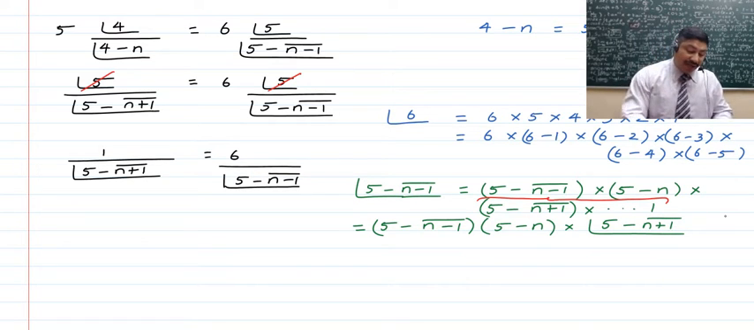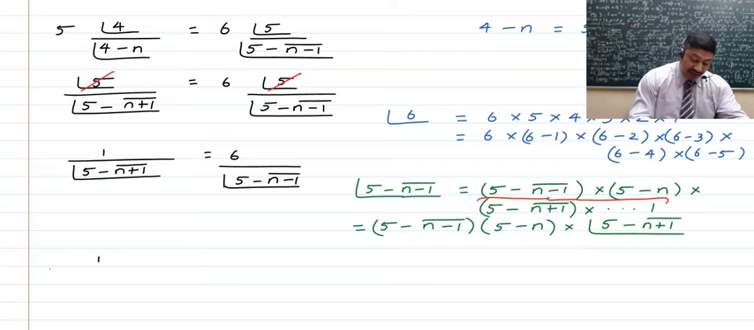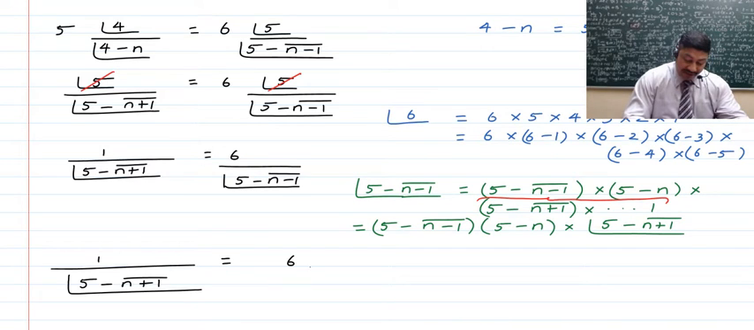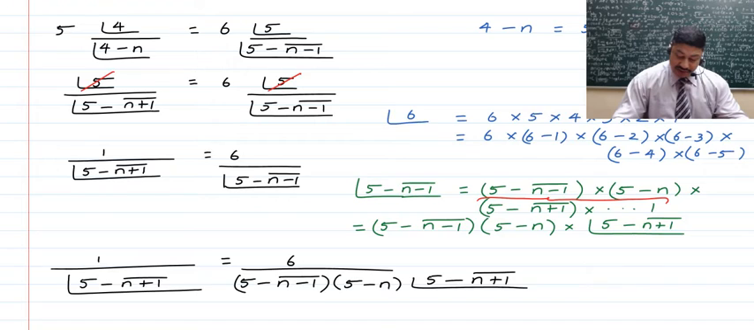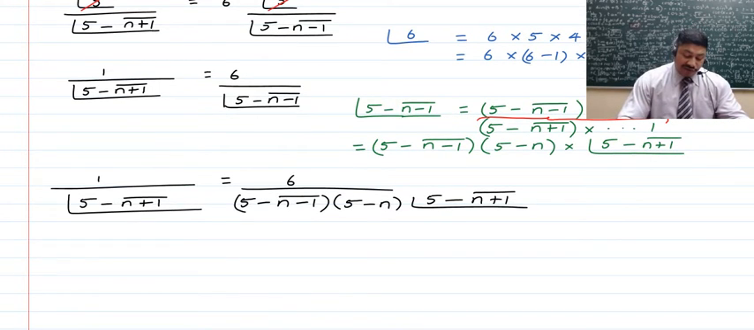And thus these values now we will substitute. So here on the left hand side, children, what we have is 1 upon factorial of (5 minus (n plus 1)), right? And on the right hand side, children, we will now have 6, which is going to be divided by (5 minus (n minus 1)), and then further we are going to multiply this with (5 minus n), and then further we are going to multiply this with factorial of (5 minus (n plus 1)), right? So further here we get to see that factorial of (5 minus (n plus 1)) will get cancelled from both the sides, right?